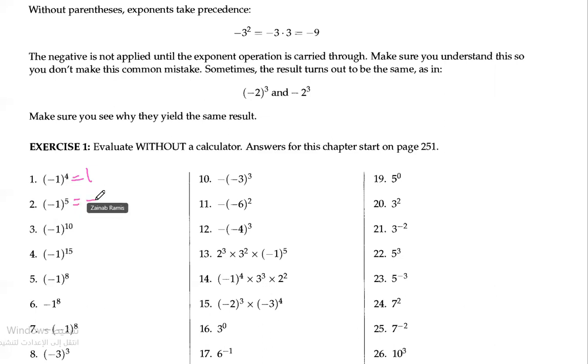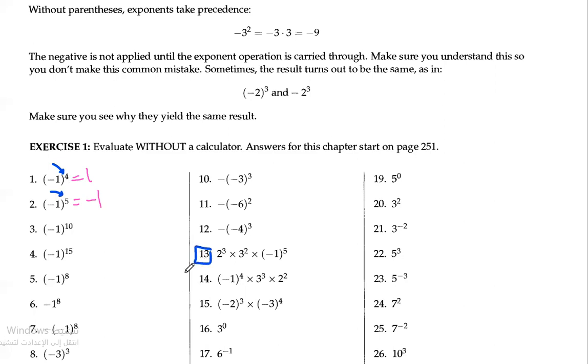How do you know? Since the power 5 is an odd number, and odd numbers don't remove the negative. Good job. Because here, even numbers give me positive and odd numbers give me negative. Correct. Okay, can you solve number 13?